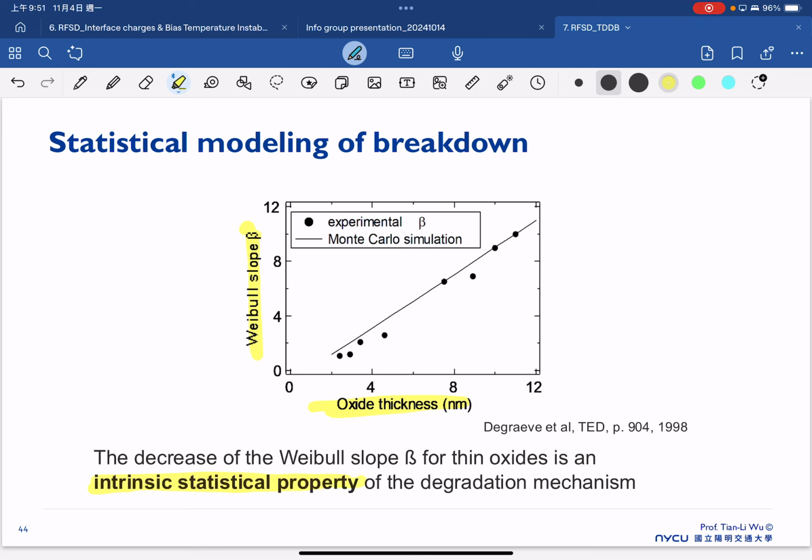So that means as long as we decrease our oxide thickness from the thicker one to the thinner one, we always face the spread of our TDDB. We always face the issue that we cannot have a uniform time to breakdown characteristic. We always have a very wide spread of our time to breakdown.